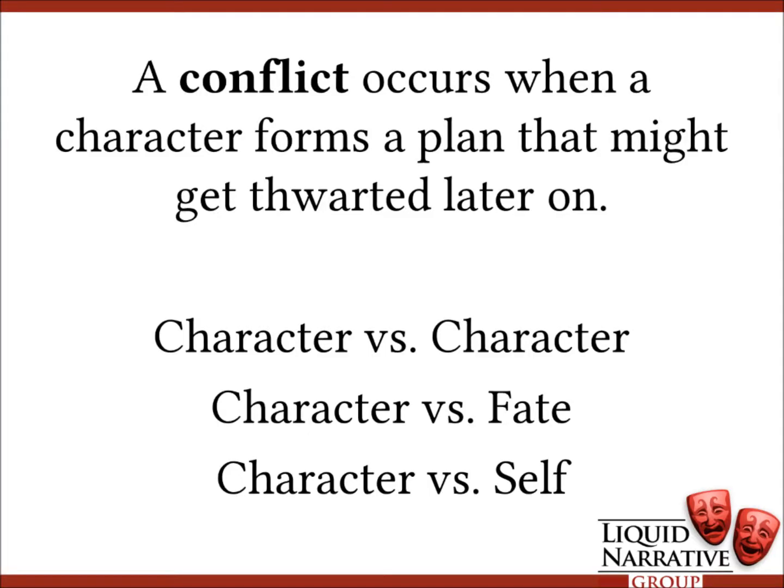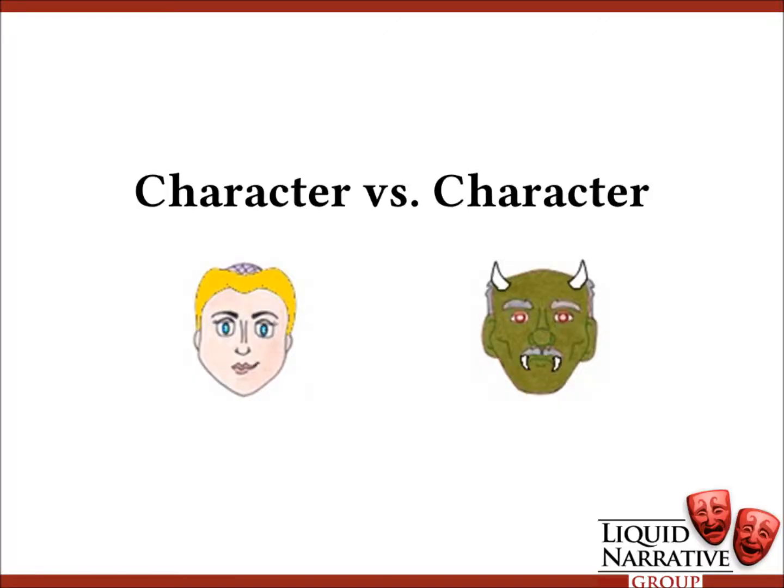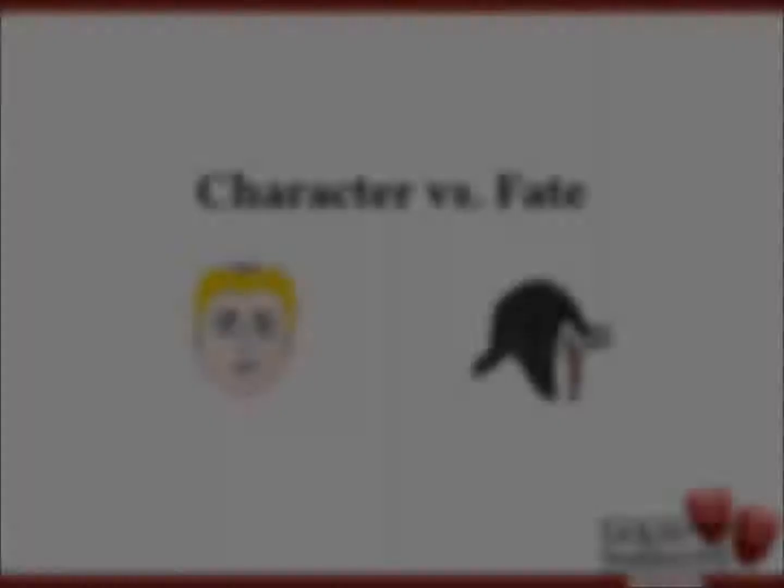Let's take a moment to consider what conflict means. For the purposes of this survey, a conflict occurs when a character forms a plan that might get thwarted later on. There are 3 types of conflict that you should consider. The first is character versus character. This happens when a character forms a plan that conflicts with another character's plan.